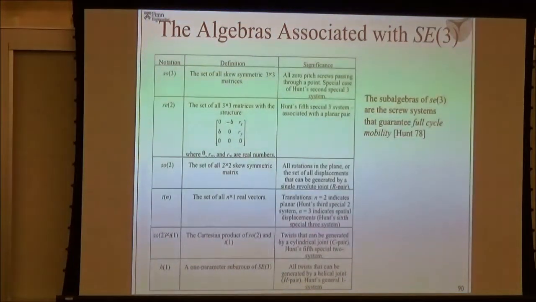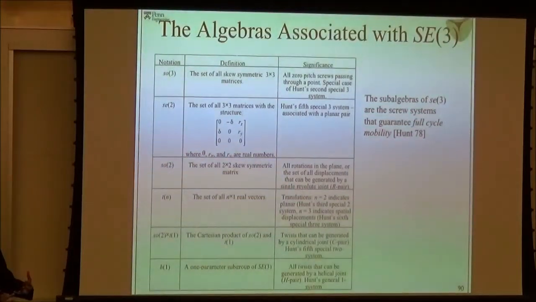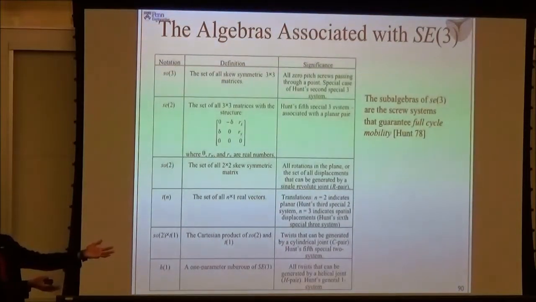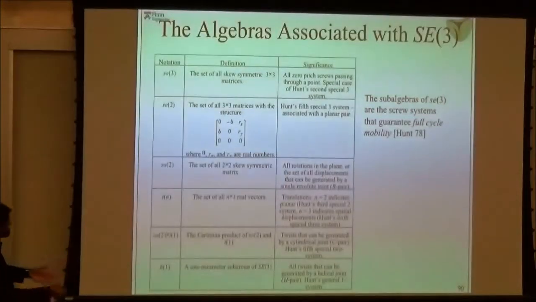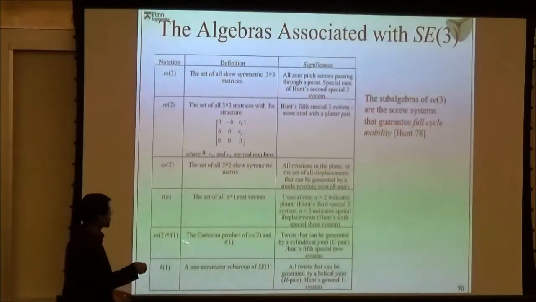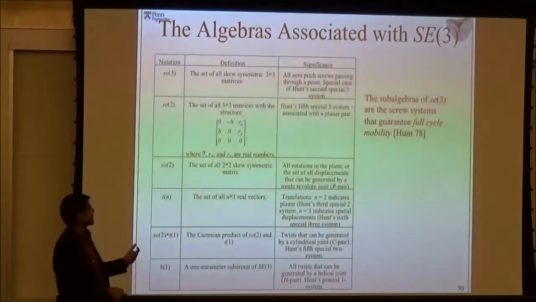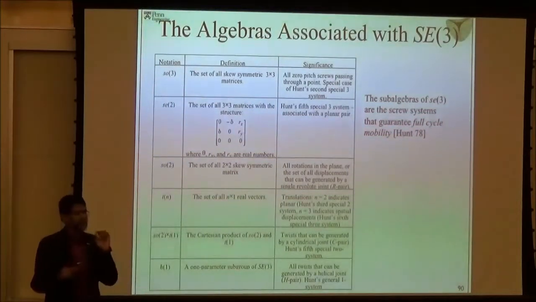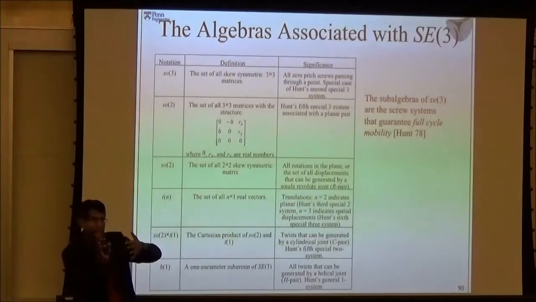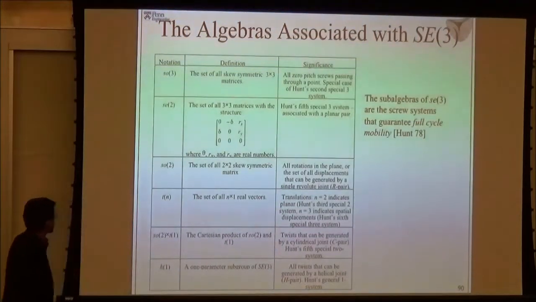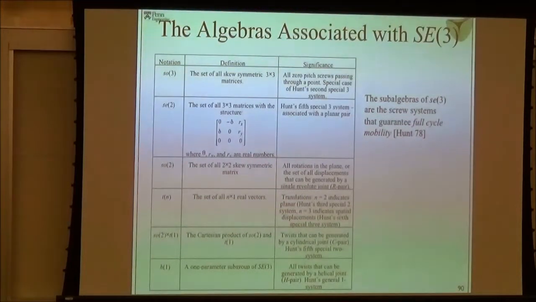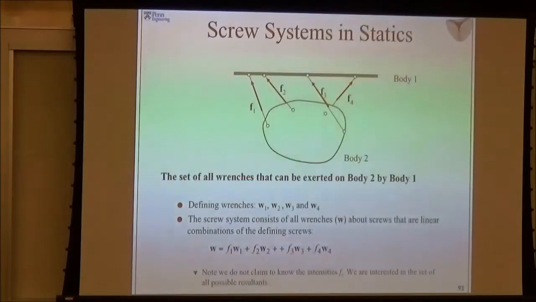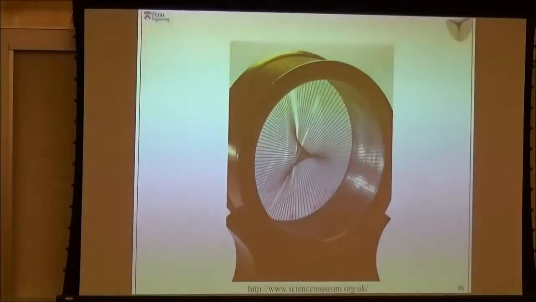So these subalgebras are in one-to-one correspondence with the subgroups that I showed you and with the rouleau pairs that was mentioned earlier. And these are also listed and described in some detail in Hunt's book. And as he says, they guarantee full cycle mobility. And what he means by this is it's not instantaneous mobility, it's over a finite interval. Okay, I think that's basically what I wanted to talk about. Again, these are all examples. Conceptually, it's basically the same thing.